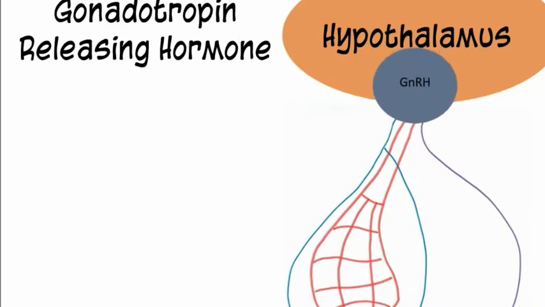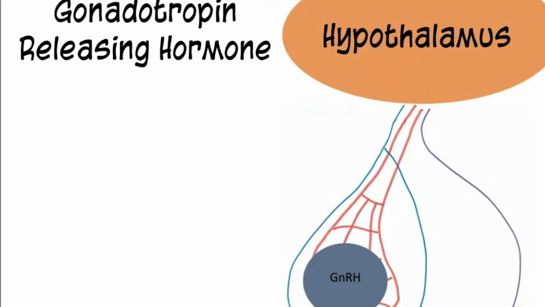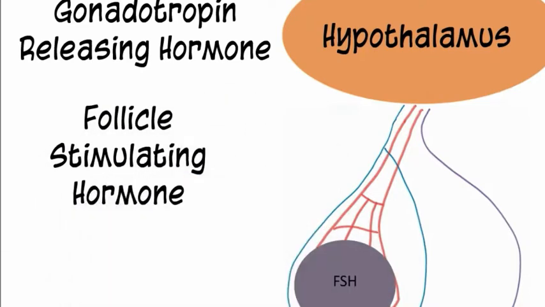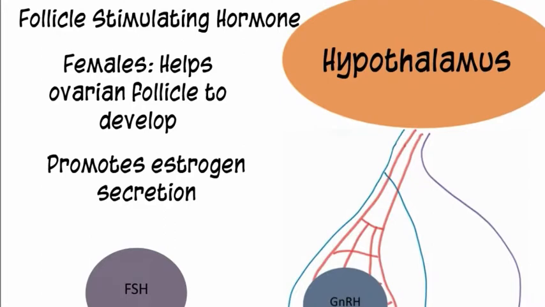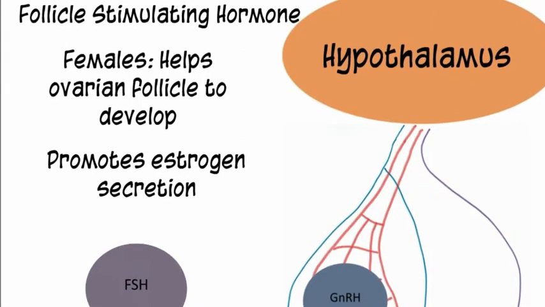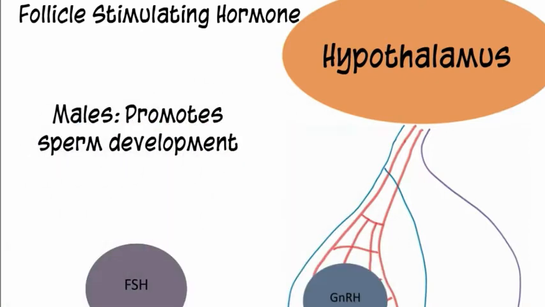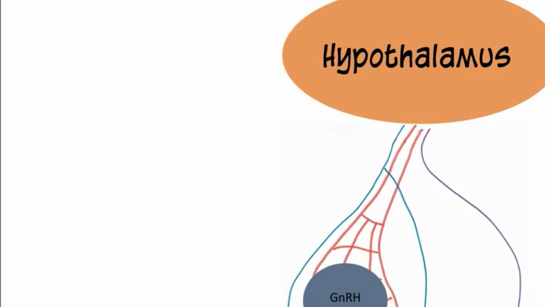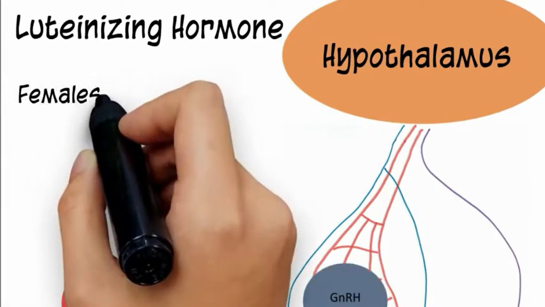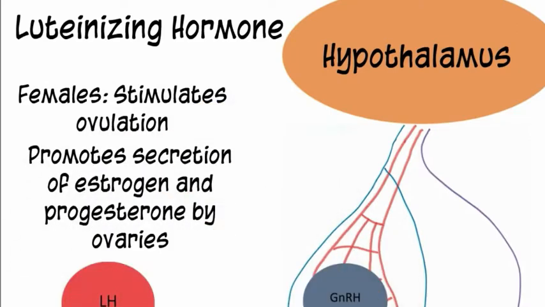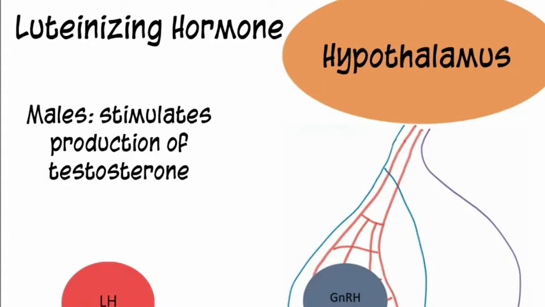Let's look at one releasing hormone known as gonadotropin releasing hormone, or GnRH. GnRH facilitates the release of two hormones, follicle-stimulating hormone, or FSH, and luteinizing hormone, or LH. Let's look at FSH. In females, FSH helps the ovarian follicle develop and promotes estrogen secretion. In males, FSH promotes sperm development. The other hormone that responds to GnRH is luteinizing hormone, or LH. In females, LH stimulates ovulation and promotes secretion of estrogen and progesterone by the ovaries. In males, LH stimulates the production of testosterone.